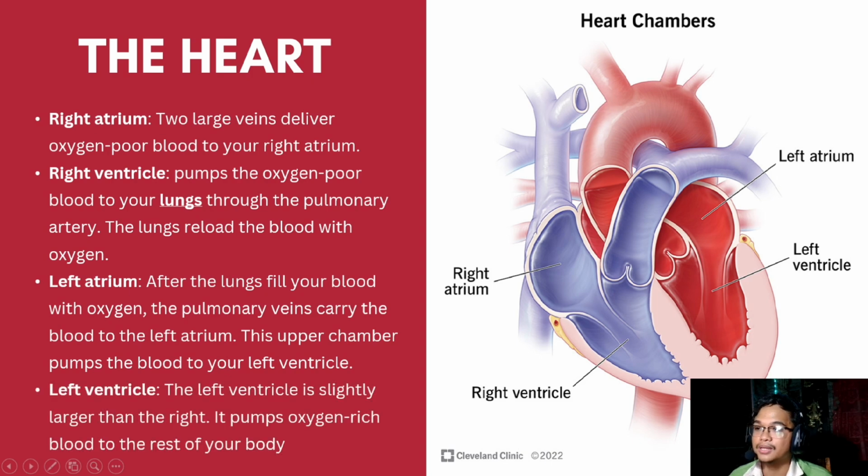So next is the left ventricle. The left ventricle is slightly larger than the right. It pumps oxygen-rich blood to the rest of your body. After it receives blood from the left atrium, the left ventricle pumps the blood so that it can be redistributed back to the body. So we have the aorta here, which is the biggest blood vessel of the body.